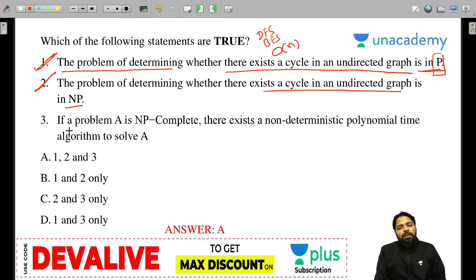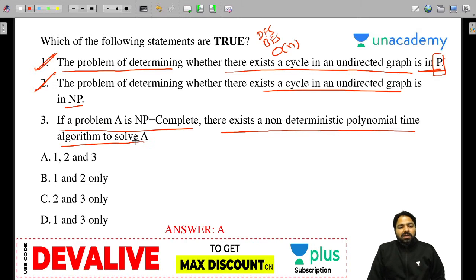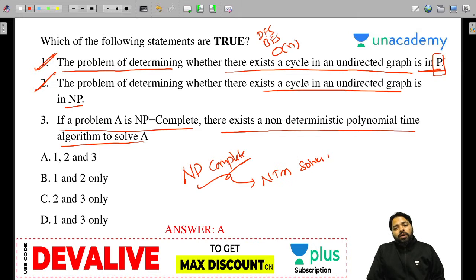And if a problem A is NP complete, there exists a non-deterministic polynomial time algorithm to solve A. That is true. NP complete problem means you have an NTM to solve it. NTM can solve in polynomial time. That is the definition of NP problems. In that, NP complete is one of the special problems. So this is also true, so we choose A. But be careful, it is out of syllabus today. So if you don't study it, it's fine. But if you want to learn about this problem's definitions carefully.